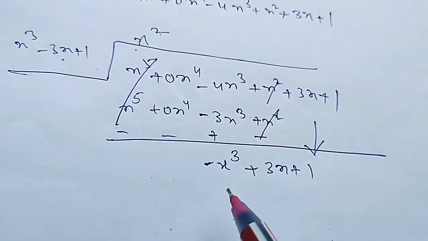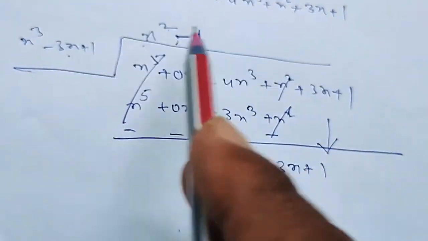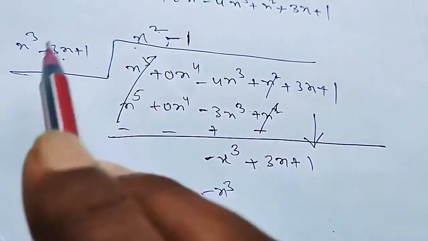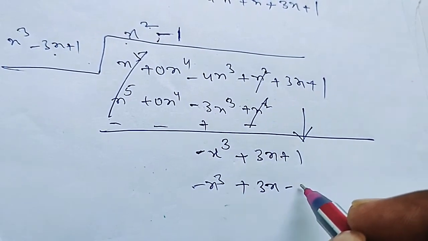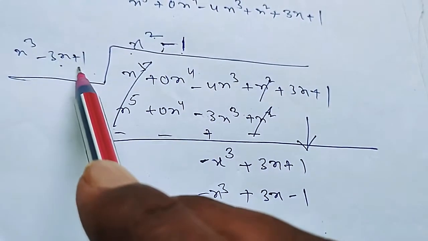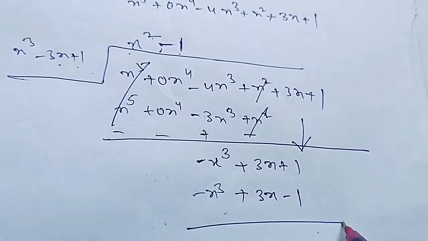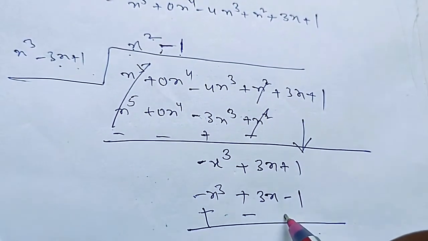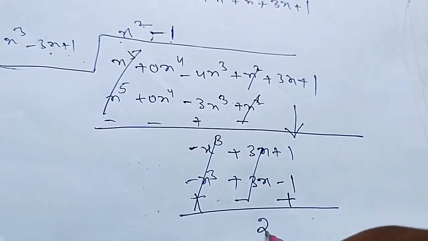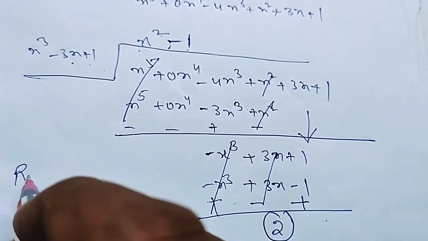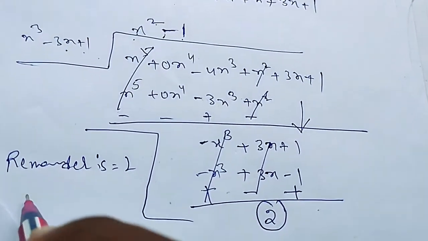So here x^3 term and here x^3, simply multiply with minus 1. Minus 1 into x^3 is minus x^3, minus 1 into minus 3x is plus 3x, and minus 1 into plus 1 is minus 1. So see here, a very important thing: plus minus, these cancel each other, these cancel each other, and plus 1 minus 1... the remainder is 2.